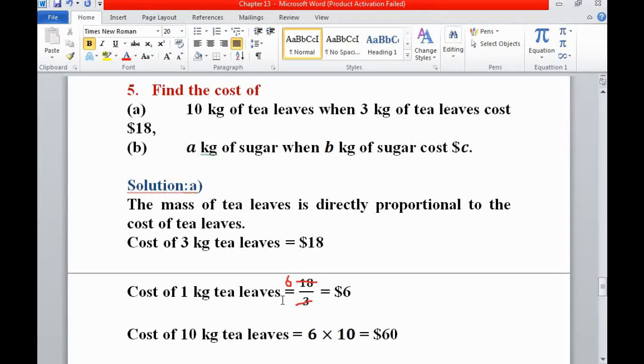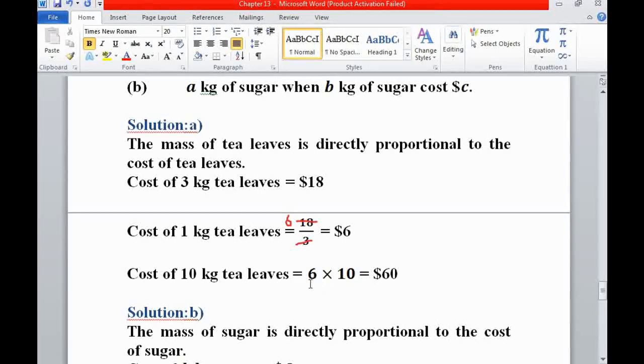And this can be calculated by 18 divided by 3, which means 3 times 6, 18, equals $6. So if the cost of 3 kilogram of tea leaves is $18, then the cost of 1 kilogram of tea leaves is $6. Now if we multiply 6 by 10, it means that we are finding the cost of 10 kilogram of tea leaves. So the cost of 10 kilogram tea leaves equals 6 multiplied by 10 equals $60.